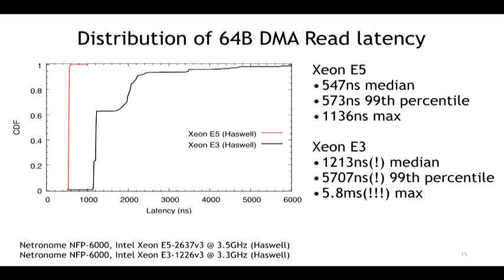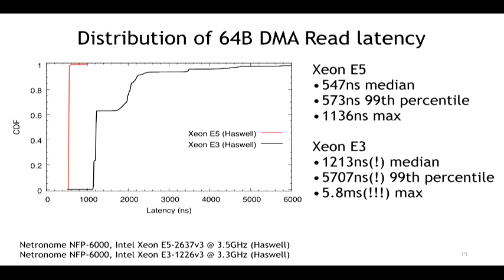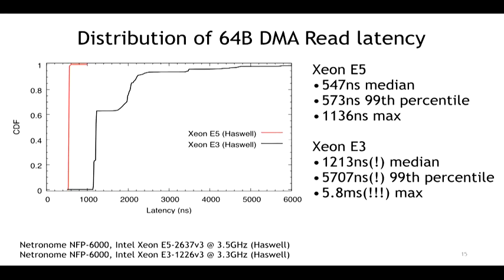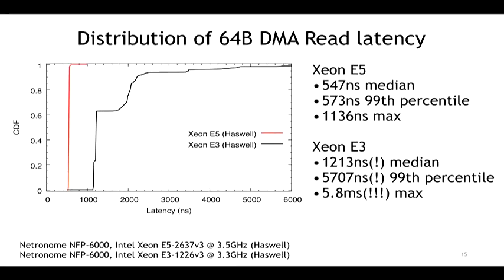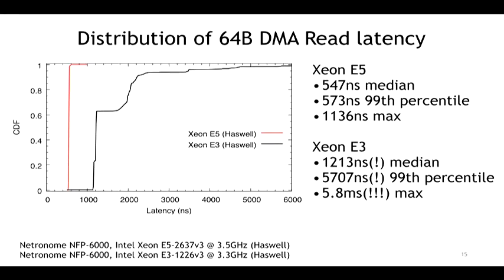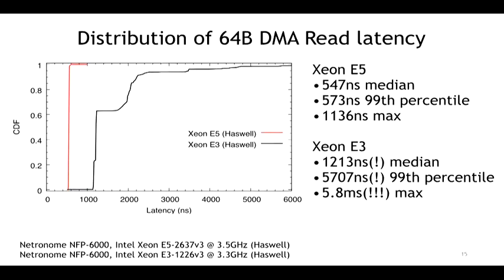The black line, in contrast, is a Xeon E3 system, incidentally of the same generation. Both are Haswells, both are roughly the same core frequency. And here you see that the median is more than twice the median of the Xeon E5 system. So now you have even higher latency, which means more complexity. But what's worse is that the 99th percentile goes up to like 5 or 6 microseconds. And out of the 2 million transactions we've done, we have measured latencies of up to 5.8 milliseconds. So that's several orders of magnitude.